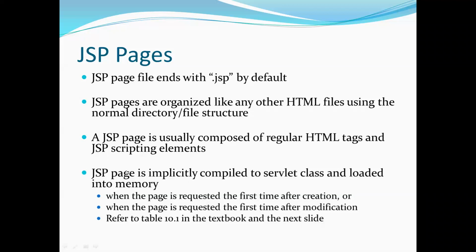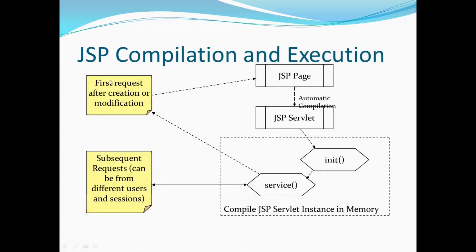Whenever a request comes for a JSP, if it is the very first time, then this JSP will be compiled, converted into a servlet class and loaded into memory. This happens when the page is requested the first time after creation, or the first time after modification. Now look at this table. This is your JSP page and this is your client. On the first request after creation or modification, the page will automatically compile and convert into the JSP servlet.